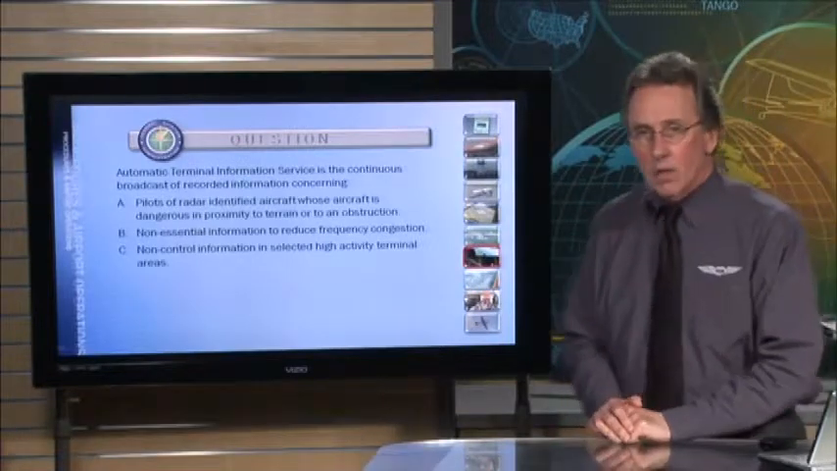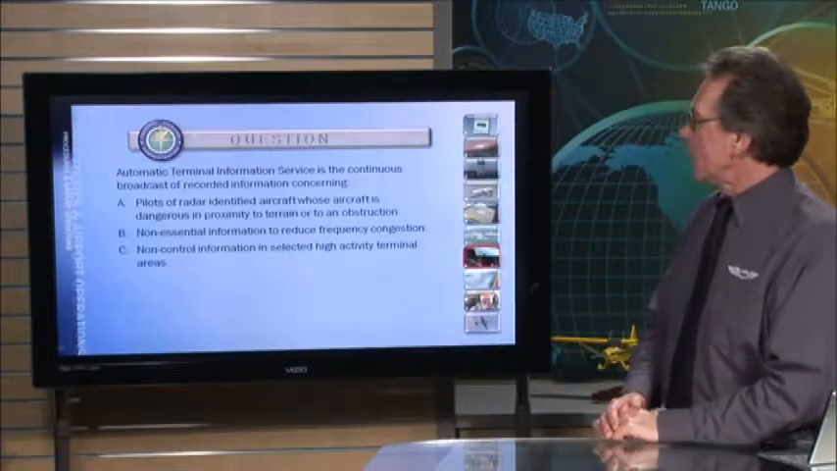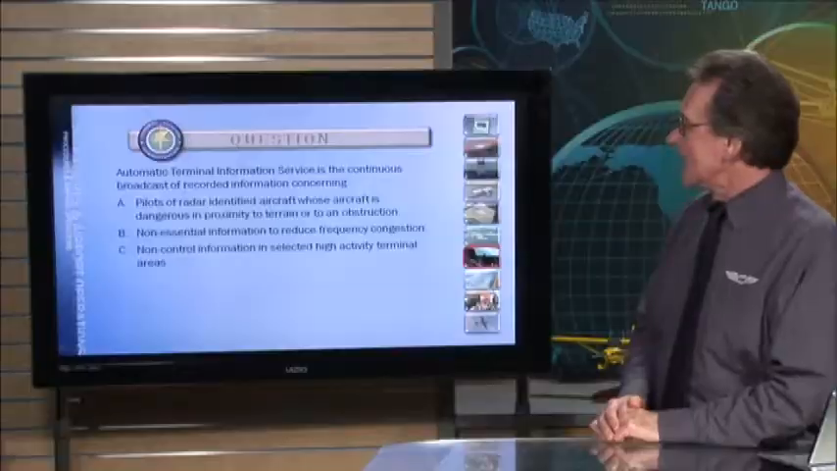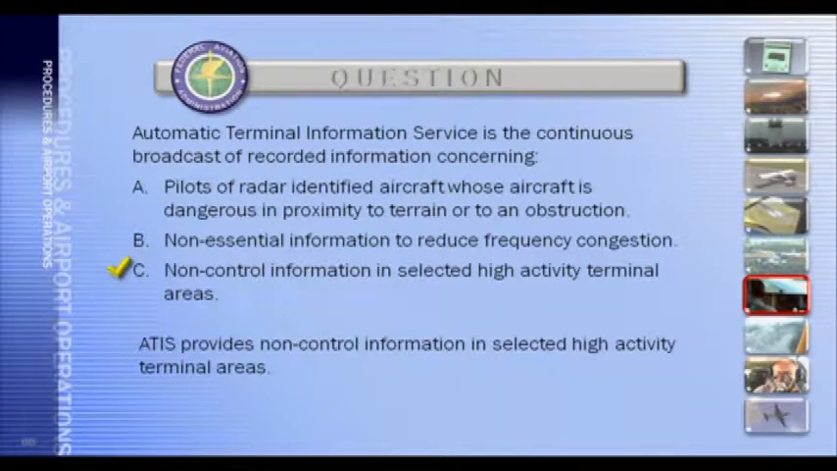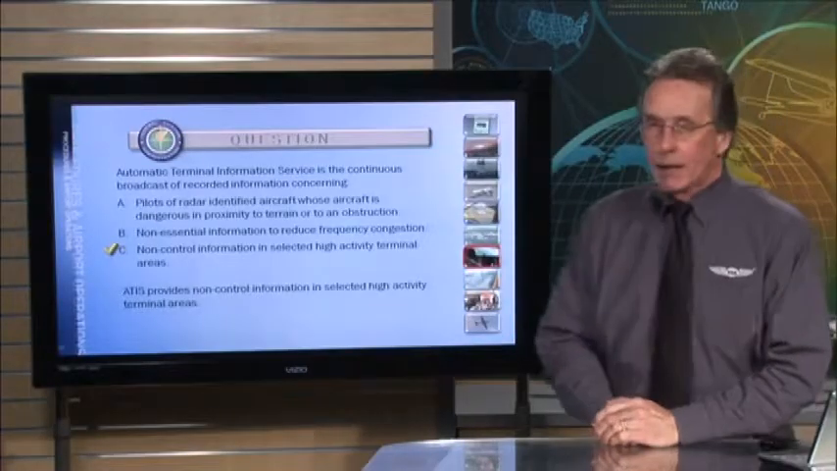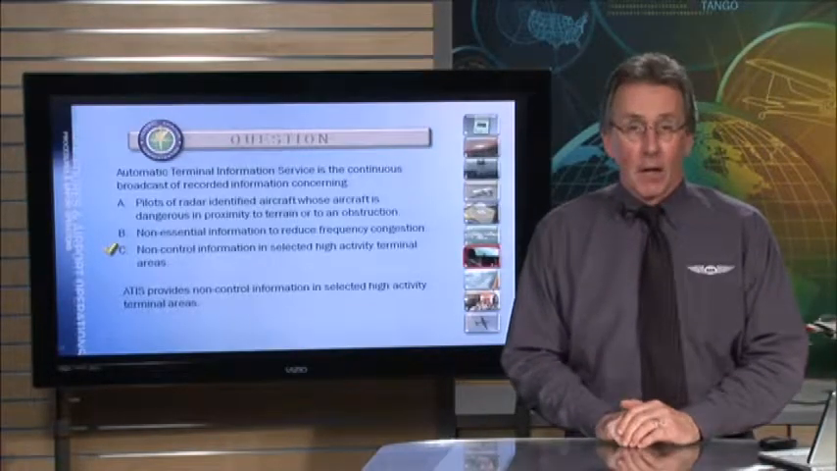All right, let's see if you selected the correct answer. Automatic Terminal Information Service is the continuous broadcast of recorded information concerning C, non-control information in selected high-activity terminal areas. ATIS provides non-control information in those selected high-activity terminal areas.